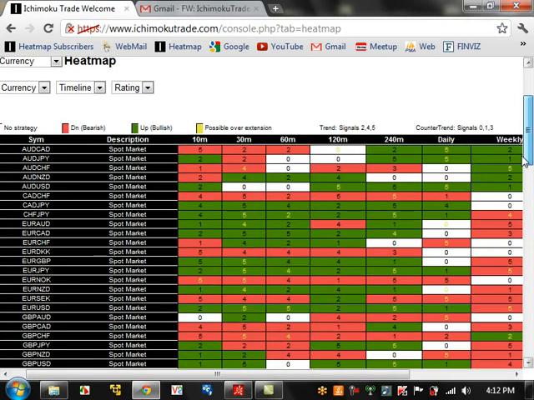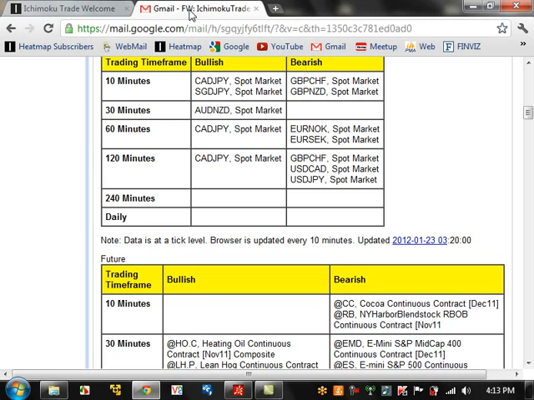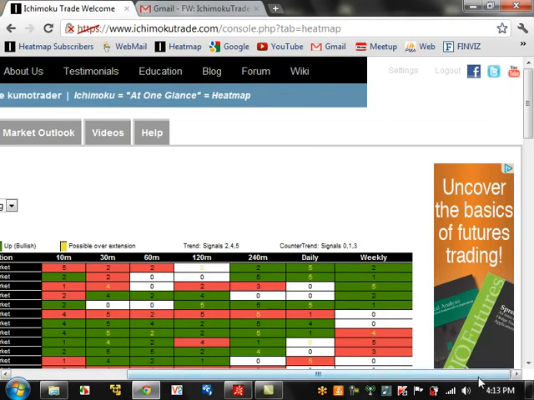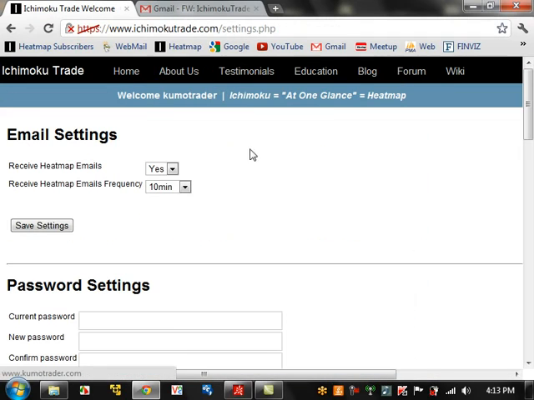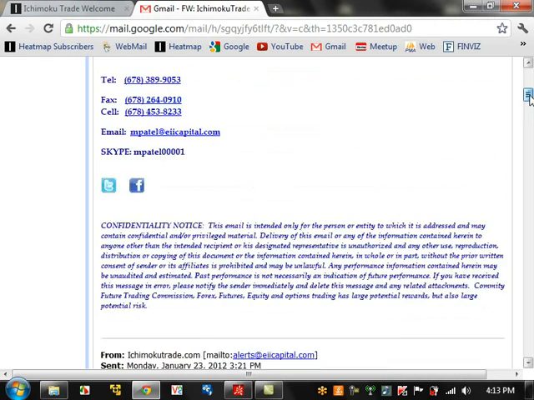Now, one thing we do have available for people that are subscribed to the heat map, you also get an email module here. And what you can do is go to your settings up here at the top, and let me shrink this down. In your settings here, you can configure how often you want these email modules: 10, 30 minutes, 60 minutes, 240, daily, weekly. So if you're day trading, you can set it up so you get the emails every 10 or 30 minutes. If you're long-term trading, you can set it up for 240, 120, and so forth. And what you get in these emails are the 2 time frame buy and sell opportunities.